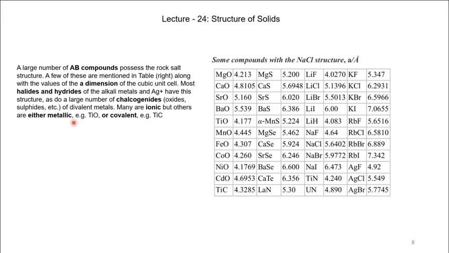Also, some others are metallic, for example, titanium oxide. We have titanium oxide. This is a metallic structure, and then titanium carbonate. This is a covalent structure. So this is the table. Some of the inorganic compounds which show the sodium chloride structure and their cell parameters are given in this table. We take the next one.